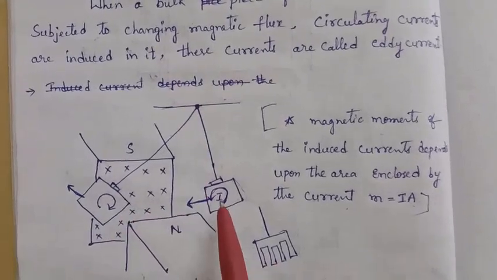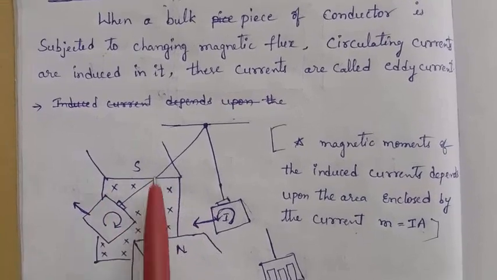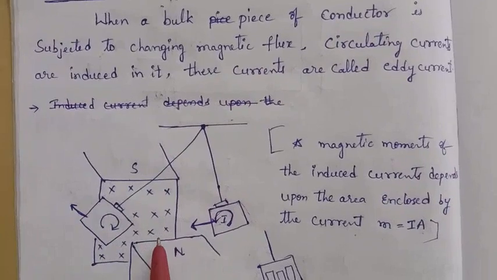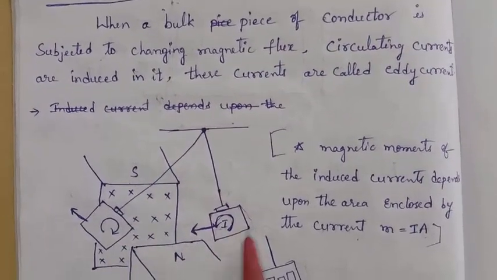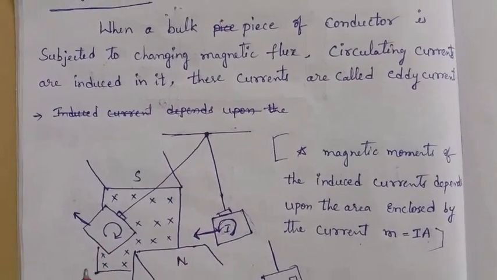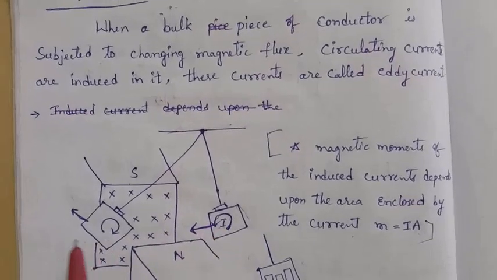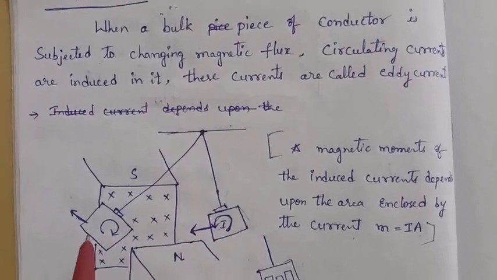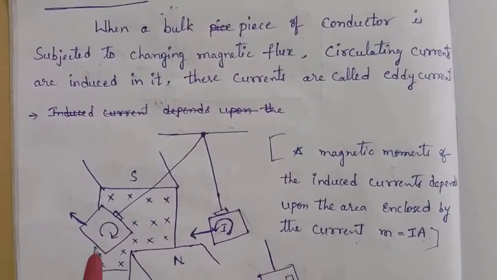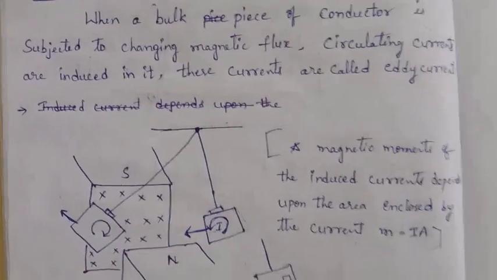So this conductor is doing oscillations in a uniform magnetic field. There is a change of magnetic flux. This piece is doing oscillations here. Automatically this conductor comes to its equilibrium state quickly. Why? Because at the time of leaving, this north pole will act as a south pole. So there is attraction. That's why this conductor comes to its equilibrium state quickly.